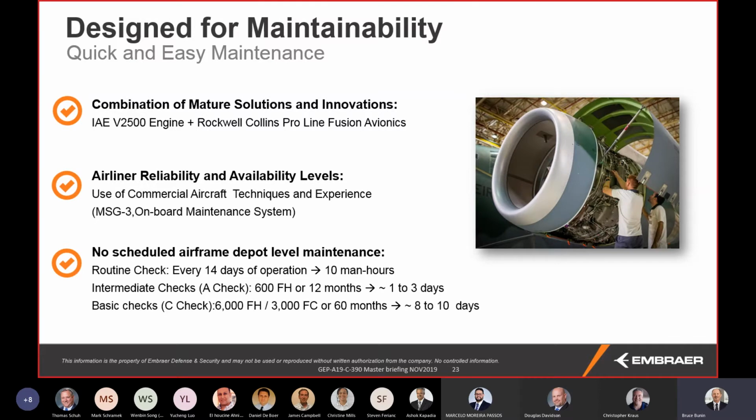So we could predict how the airplane was going to behave pretty early on, and from a maintenance standpoint.